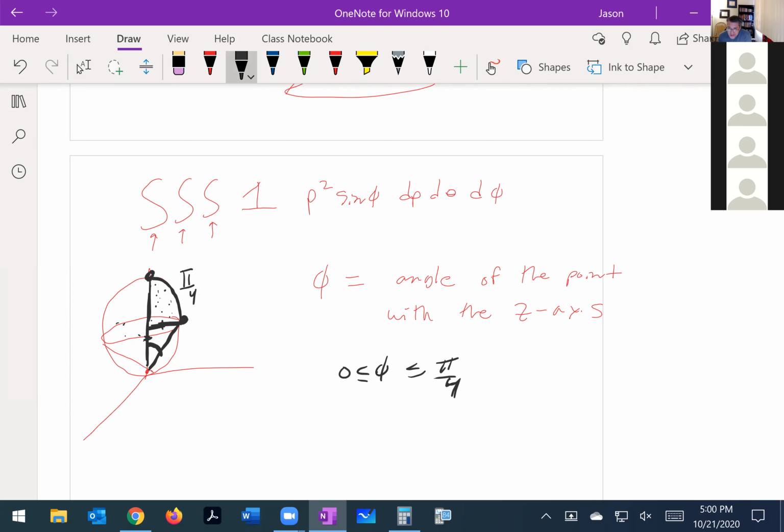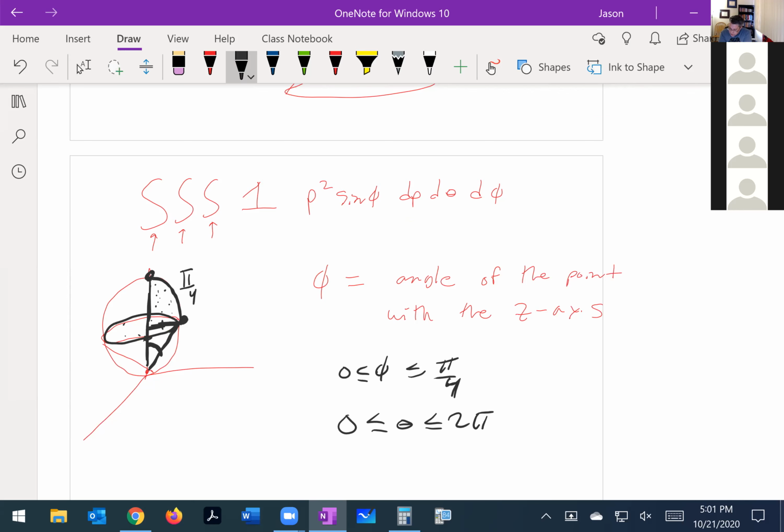Okay, what about theta? Theta is the easiest one, right? Isn't theta easy? Totally easy. Theta goes from 0 to what? 2 pi, exactly. Very good. It's 0 to 2 pi, because we're just going to go all the way around to create that ice cream cone.